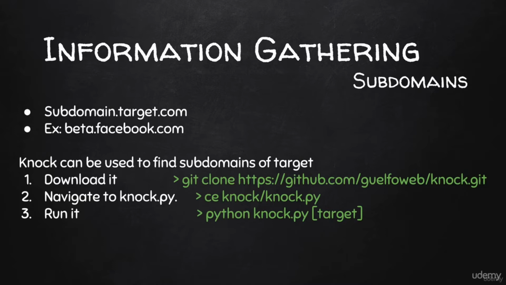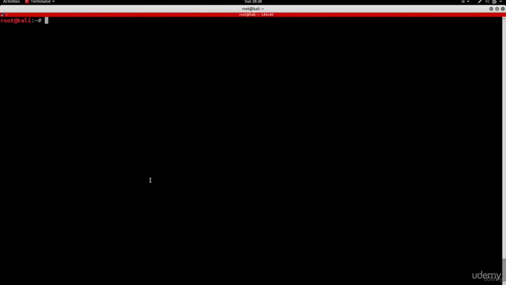So in today's lecture, we'll see how we can find subdomains that have not been advertised, or even the advertised ones, so we'll be able to get the subdomains of our target. We're going to use a tool called Knock. The tool is very simple. You don't really need to install it.